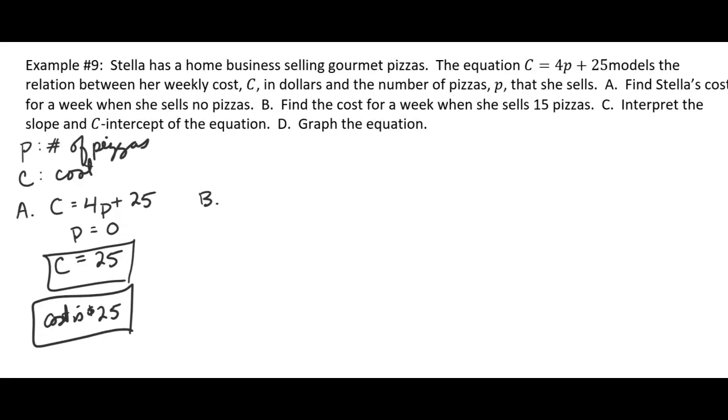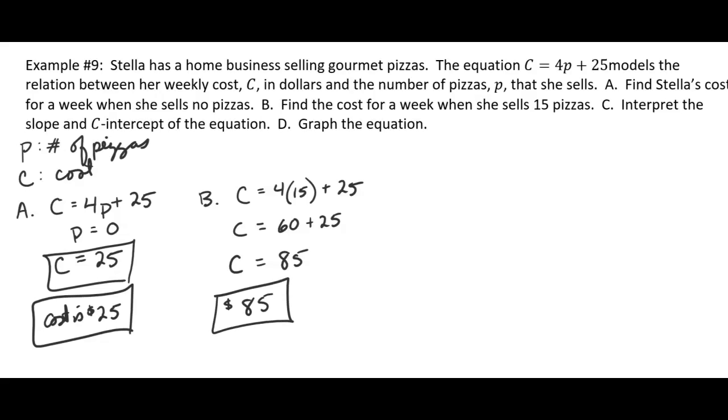Okay, part B. Find the cost for a week when she sells 15 pizzas. So cost is going to equal 4 times 15 plus 25. So the cost is going to be 60 plus 25, or the cost for the week is going to be $85. So she sells 15 pizzas.